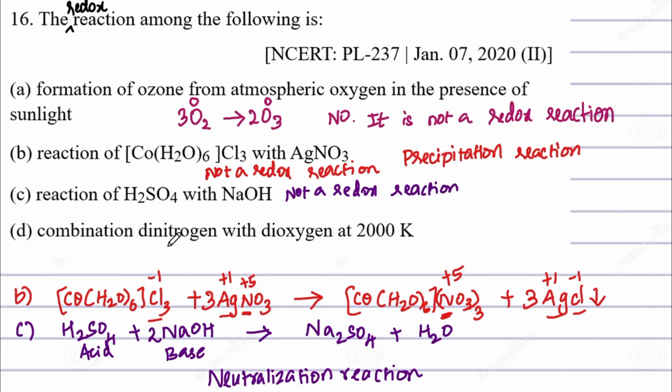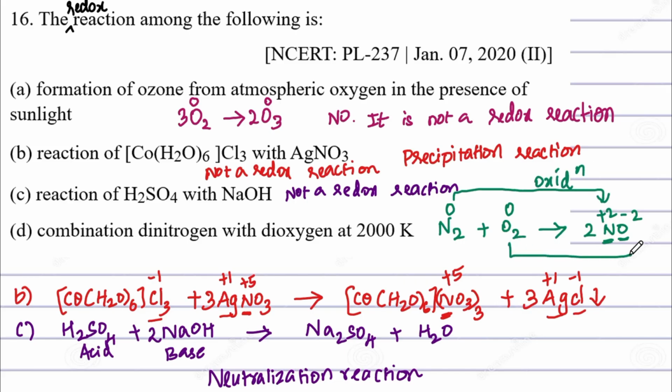The last option is the combination of dinitrogen N2 plus dioxygen O2 to give 2NO. So this is a redox reaction, because nitrogen in its elemental form will have the oxidation state of 0, as will oxygen. Then going to the product side, oxygen will have the oxidation state of -2 and nitrogen will have the oxidation state of +2. So for nitrogen it is an increase in oxidation state, so it is oxidation, and for oxygen it is a decrease in oxidation state, so it is reduction. So it is a redox reaction. So the correct option is option D.